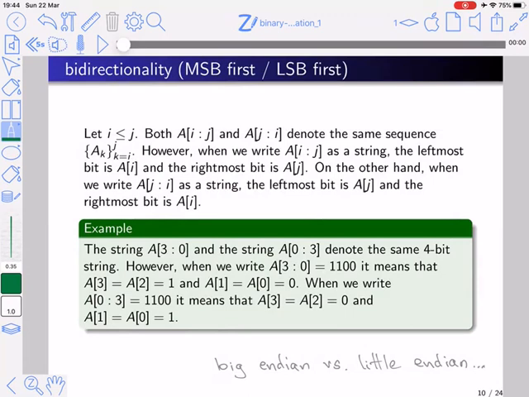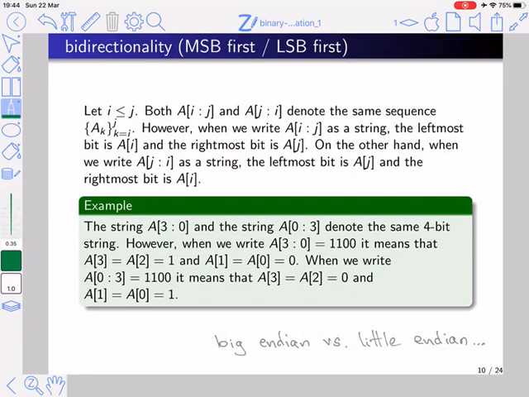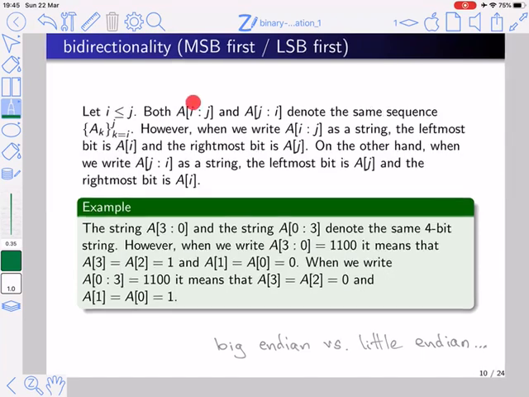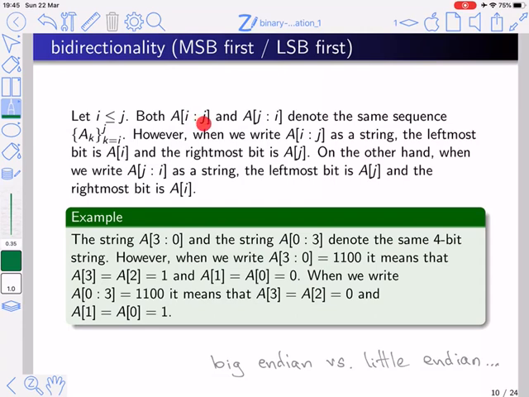Now, one very confusing issue, which often occurs in the representation of binary strings, is how do we write the binary strings? Do we start with the high index and go to the low index, or vice versa? So suppose we have here i less than or equal to j. Do we write A from i to j or A from j to i? And this is indeed a very, very confusing issue.